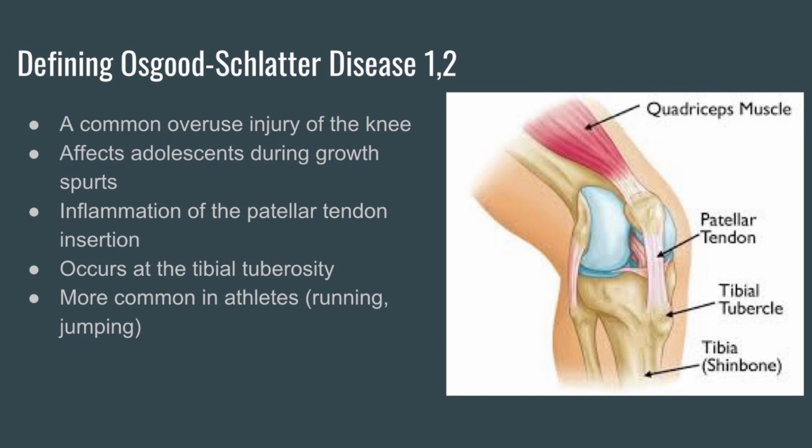So for the definition of OSD, it's a very common overuse injury of the knee. It affects adolescents during growth spurts mostly. The inflammation of the patellar tendon insertion on the tibia, on the tibial tuberosity, and it's most common in athletes just with running and jumping. So this is an apophysitis of the tibial tubercle. It's at the growth plate on the tibia of where the tendon attaches. And it's, like I said, the overuse injury and the pain is very localized.